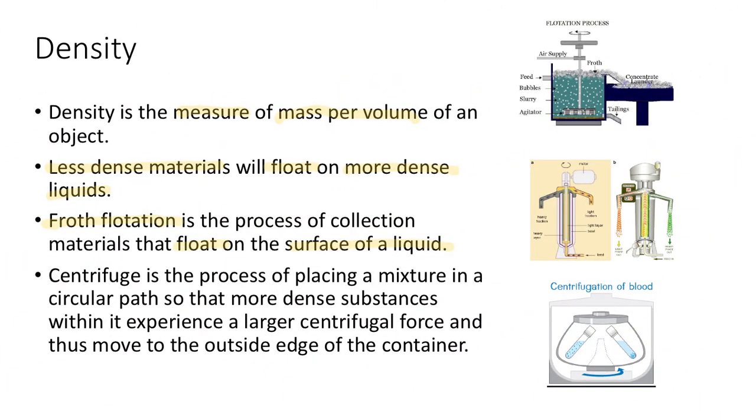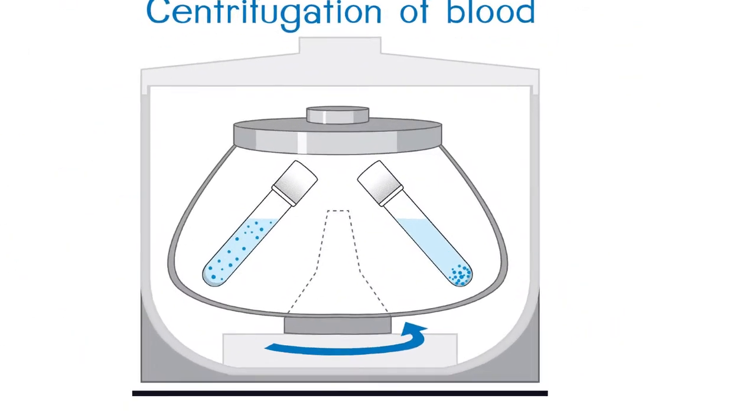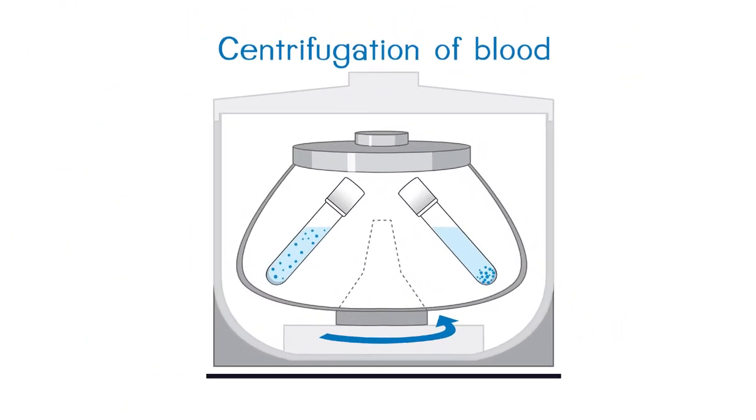Centrifuge is next. Centrifuge is the process of placing a mixture in a circular path so that the more dense substances experience a larger centrifugal force, effectively the force pushing towards the outside, and thus move to the outside edge of the container. The most common example that you may know is the centrifugation of blood. You put it in this little device, it spins around, and all the heavier blood particles end up at the bottom of the mixture.